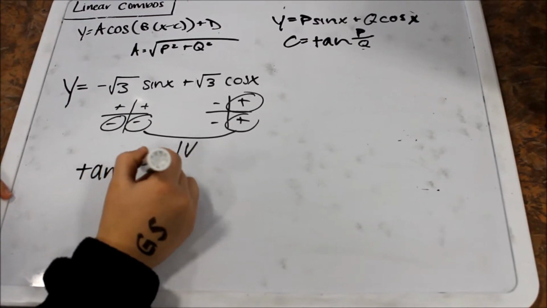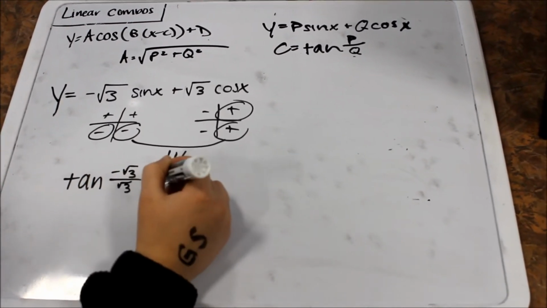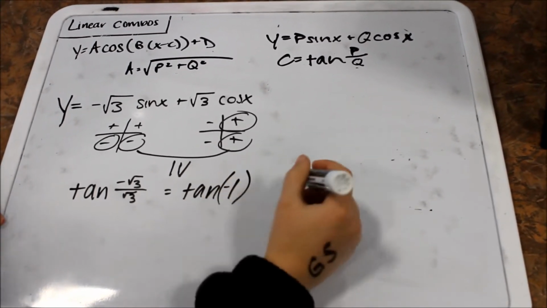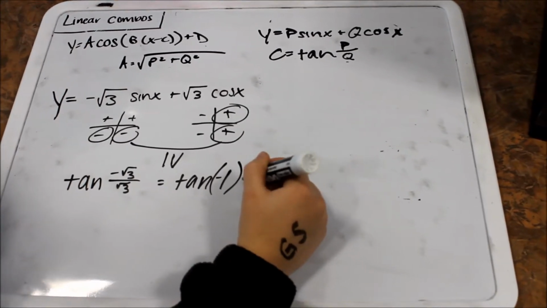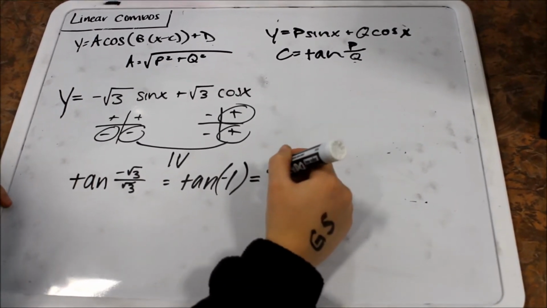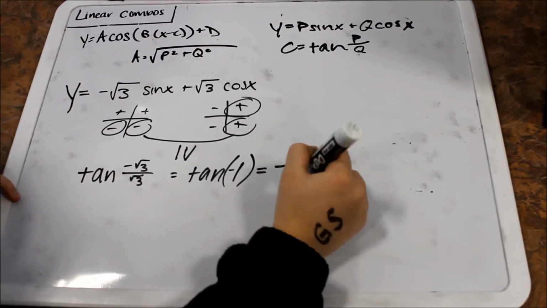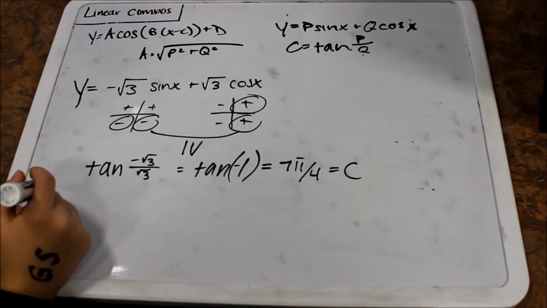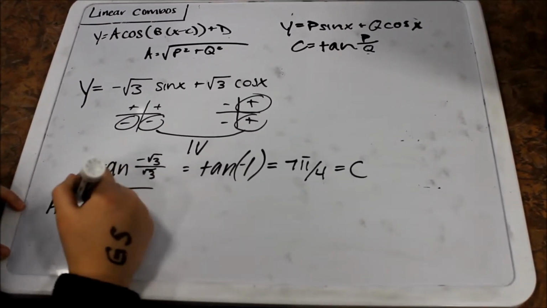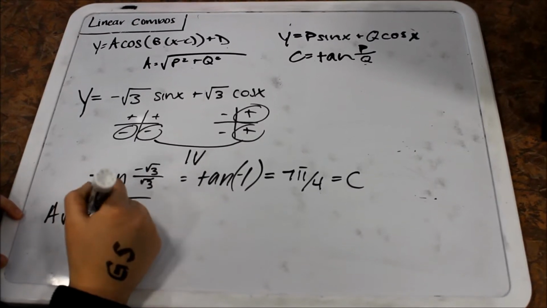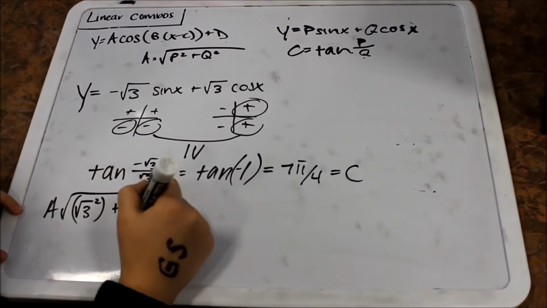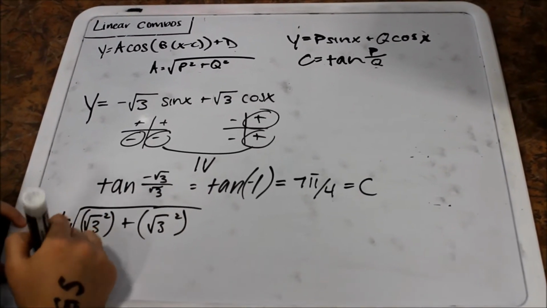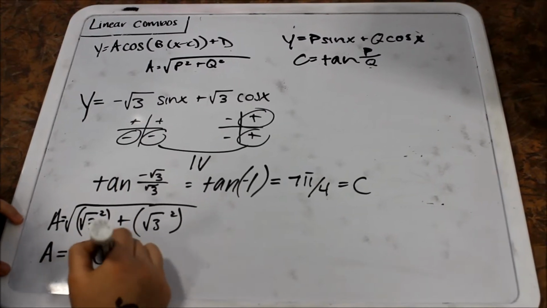So negative square root of 3 over square root of 3 equals tangent of negative 1. And we know that will be on the fourth quadrant. So it'll be 7 pi over 4, and that is C. Alright, so we have C, and then we can find A, which is the square root of P squared plus Q squared, which I know is equal to 6, so A is equal to square root of 6.